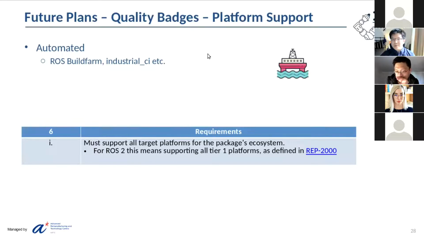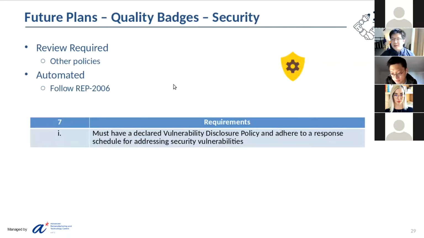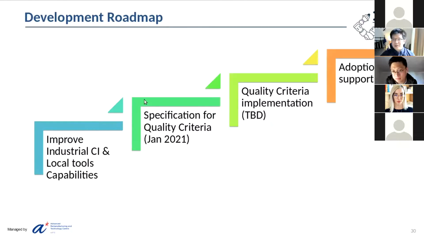For platform support, we have to leverage the ROS build farm, or in the future we'll also be looking at supporting macOS and Windows. For security, it's relatively brief here. And here is our development roadmap. As I mentioned before, for the quality criteria implementation, we're currently having a bit of delay. However, we have come up with a draft for specification for the quality criteria, and we're on track to releasing them.